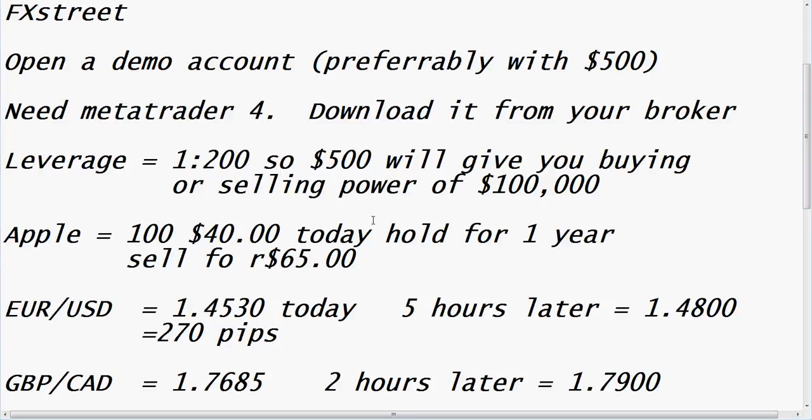Now, Forex currency trading is not like the New York Stock Exchange, where you buy stock and hold it for a year. For example, today Apple is worth $40 on the New York Stock Exchange, and you buy 100 shares at $40. That's $4,000. Sorry, bad maths. So you spend 4,000 US dollars and now you own 100 shares of Apple. You hold that for a year. After a year, the shares are now worth $6,500, or $65 a share. You profit almost $2,500 a year after.